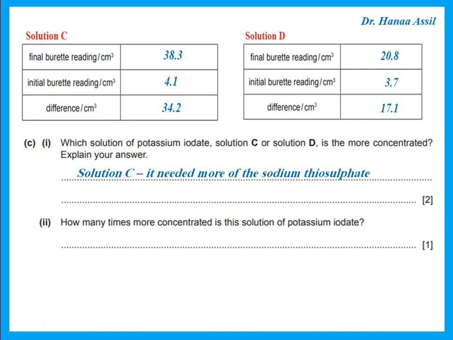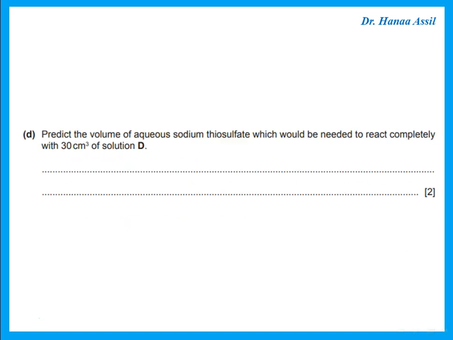How many times more concentrated is this solution? Well, let's see. Solution C took 34.2. Solution D took 17.1. 34.2 is about twice. Actually, it's exactly twice 17.1. So that means that C is twice as concentrated as D. Are we following? Okay. Predict the volume of aqueous sodium thiosulfate which would be needed to react completely with 30 centimeter cubed of solution D.